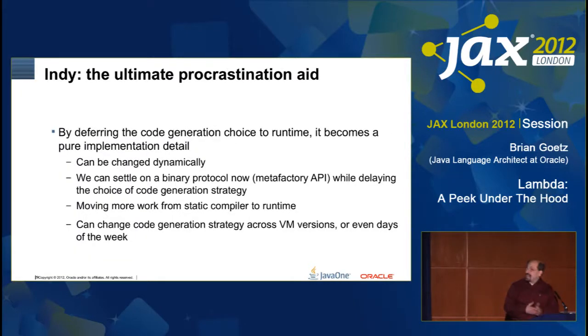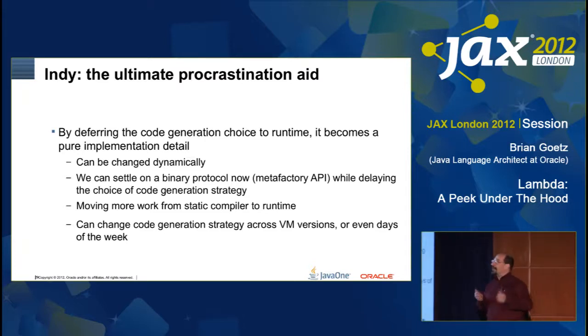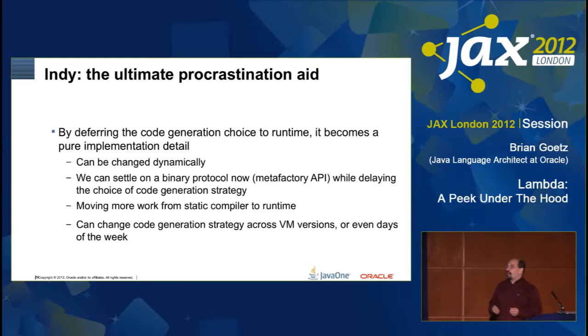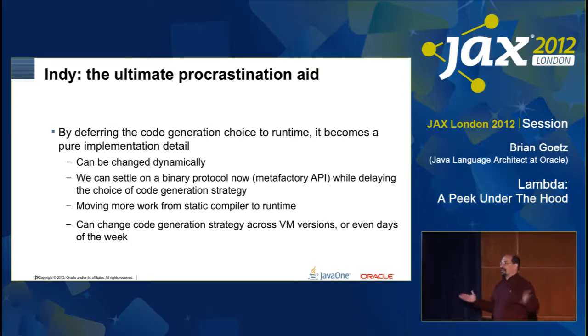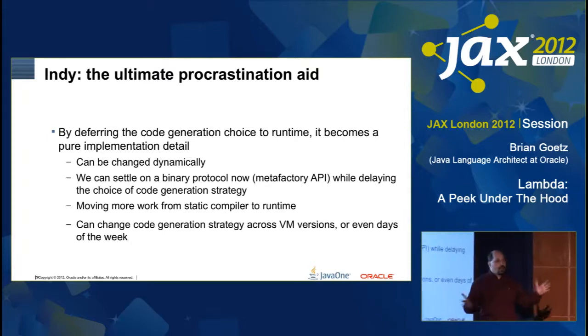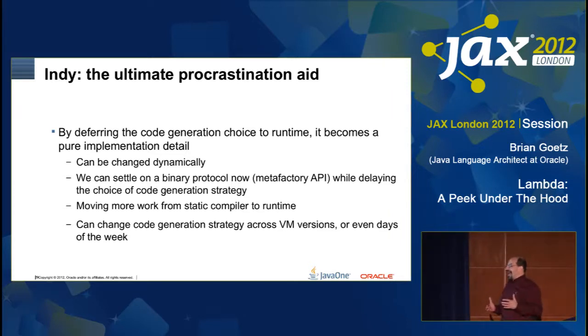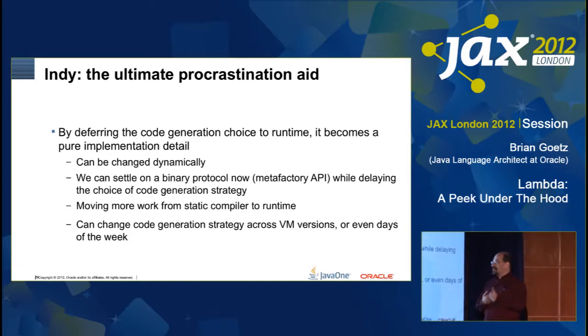Okay, what else did we get out of invoke dynamic? We got the ability to procrastinate, which is always good. So we deferred the choice of how we're going to generate code for our lambda to runtime, where it becomes purely a VM implementation detail and can be changed, like I said, from Monday to Tuesday. So now we stamp our binary protocol in stone, which is the call site invocation protocol for this meta factory, and we do not have to stamp in stone the choice of code generation.